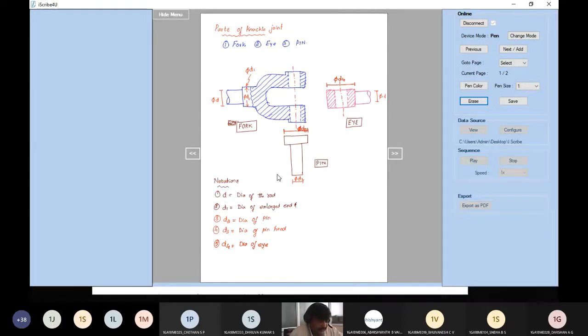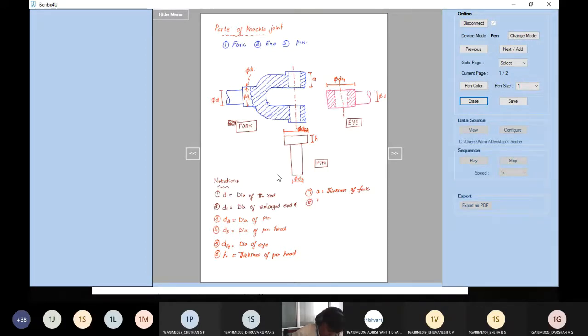Now, the other dimensions. This is h. h is the thickness of the pinhead. Then there is another dimension, this is A. A is called the thickness of the fork.